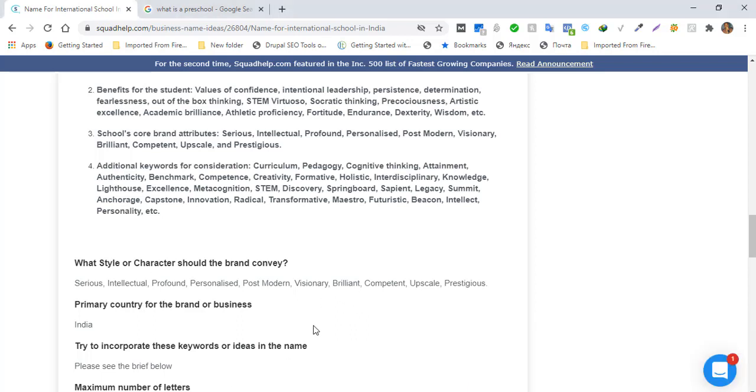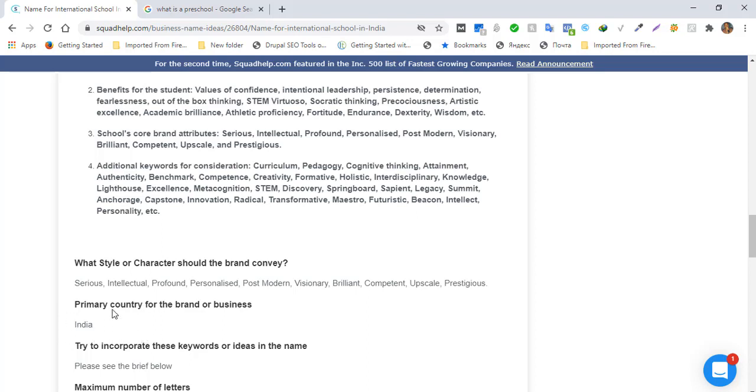What style or character should the brand convey? You see, this is very, very important. What style or character are they seeking? Now they need something that is serious, something that is intellectual, profound. Profound means that it needs to have weight, something that is personalized to the nursery, the kindergarten children. And then we are looking at visionary, brilliant, competent, upscale, prestigious. All these things, they have listed before in features and they are listing it again, meaning that it is something that is very, very serious. And the primary country is India, the nursery school is going to be in India.